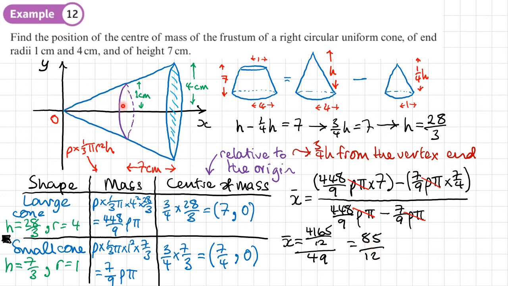Since it's a frustum, I probably want the distance from the base, and to find the distance of the centre of mass from the base, I want to take its total height and then subtract where the centre of mass is. So that's going to be 28 over 3 minus 85 over 12. Doing that calculation gives you 9 over 4. So we can say that the centre of mass x bar is 9 over 4 from the base of the frustum.